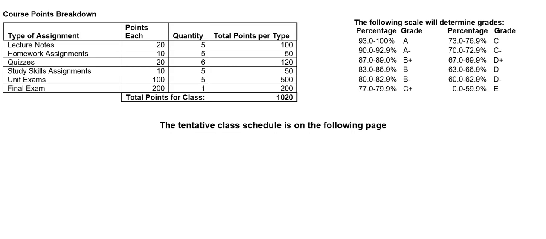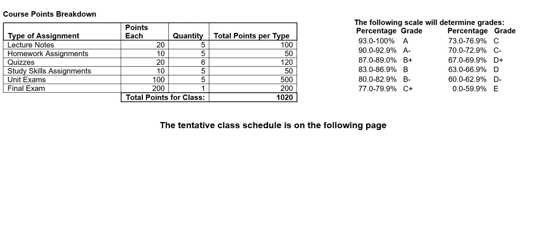Now we have our course points breakdown and our percentage scale. On the left side here, we have the type of assignment. So these are assignments that you have throughout each of these different units. So your lecture notes, your homework assignments, quizzes, study skills assignments, unit exams, and then the final exam. I have the column next for the points that are associated with each of those types of assignments, the number of those assignments that you'll have, and then the total points for that type of assignment. And then our total points for the class at the bottom there.